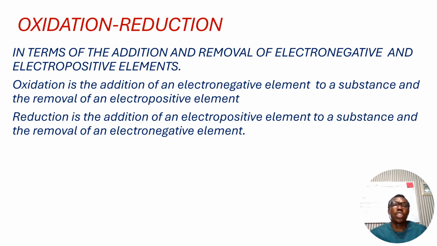Looking at oxidation reduction, we want to look at redox reaction in terms of the addition and removal of electronegative and electropositive elements. When we talk about oxidation, oxidation is the addition of an electronegative element to a substance and the removal of an electropositive element. So oxidation is the addition of an electronegative element to a substance and removal of what? An electropositive element. When we talk about electronegative elements, non-metals are highly electronegative, while metals are highly electropositive.